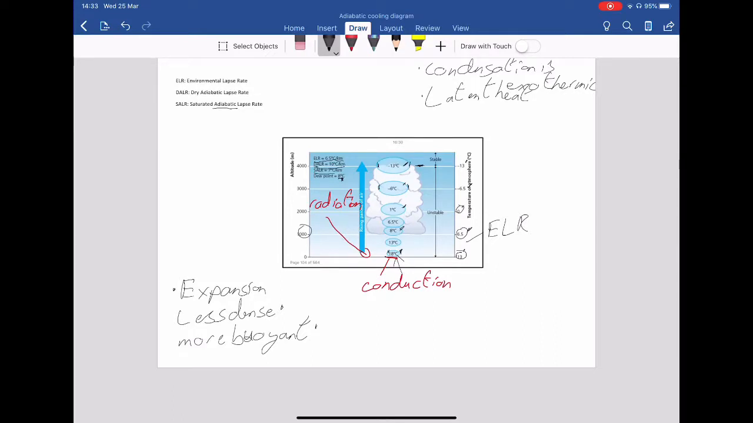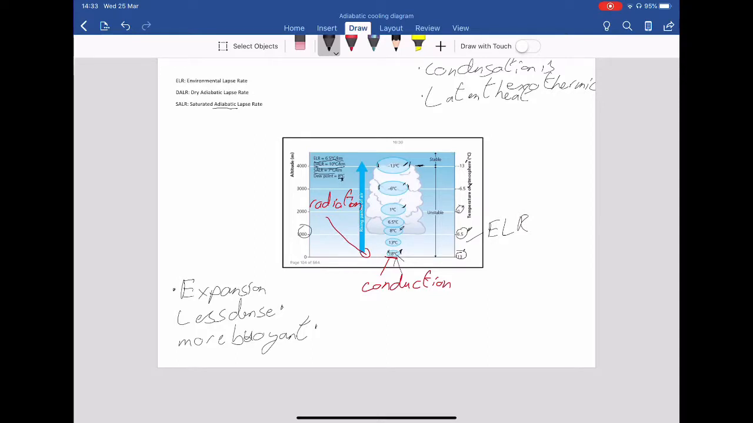Now, because it is being forced to expand without having heat introduced, what this does is cause the air to cool down. It's a bit of a confusing concept, but basically, if you apply heat to something, that causes it to expand. If you force something to expand without applying heat, it causes it to lose heat, basically. So this is why the parcel of air cools as it rises.